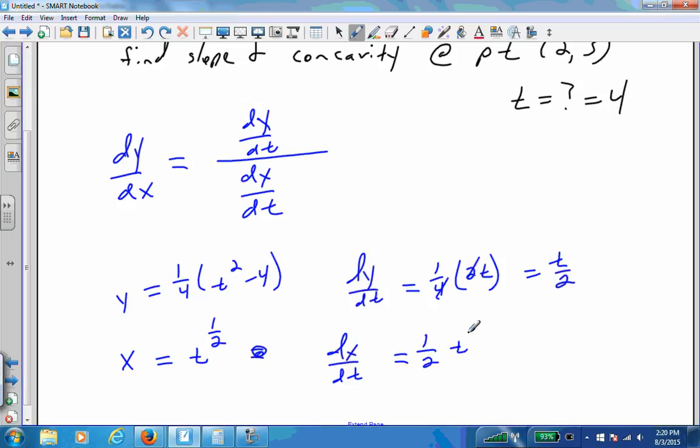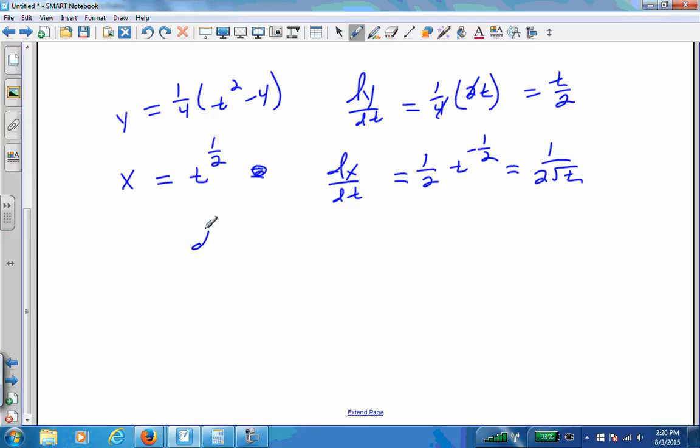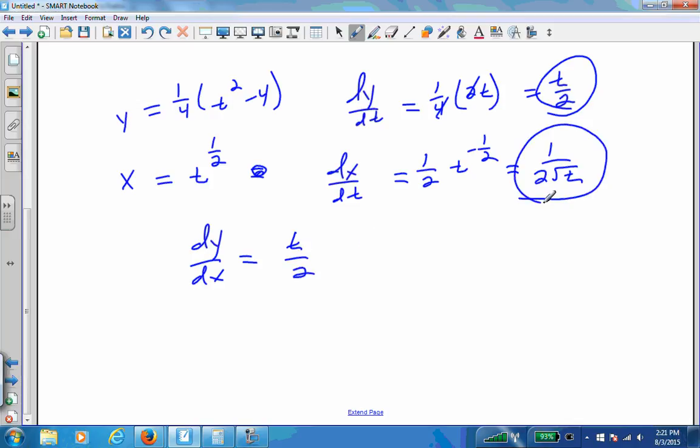Right, 1/2 t to the negative 1/2. Or if we move the t to the negative 1/2 to the denominator, that's 1 over 2 square roots of t. So dy over dx is this one divided by that one. Of course, if we're dividing by a fraction, we can also multiply by the reciprocal. So basically, that's the slope. You tell me what t is, I'll tell you the slope.